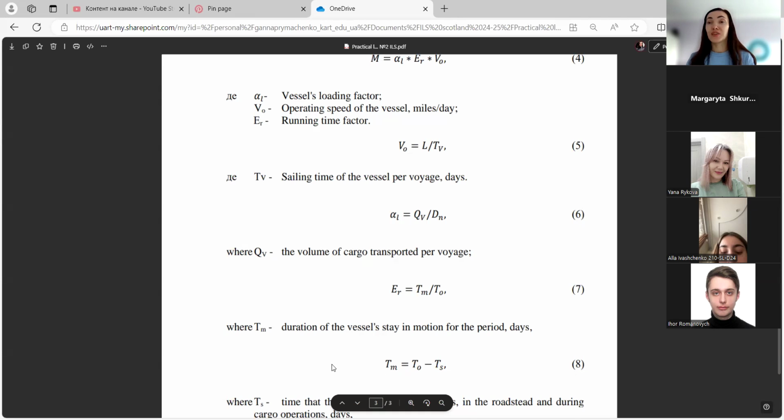Done already? Yes. And divided by our T with index O, the operational time. We also decided it in formula 3. And is equal to, and decide, please. The result doesn't have any units. It is a coefficient.